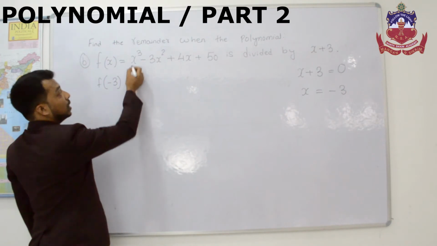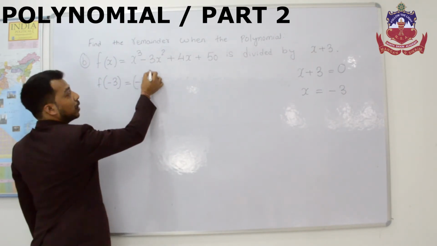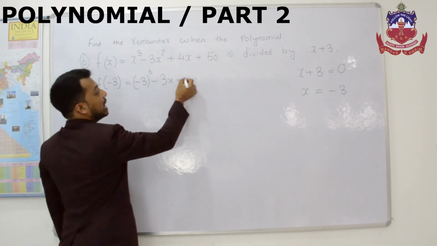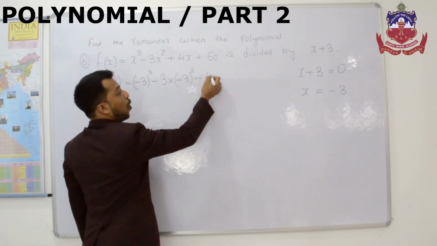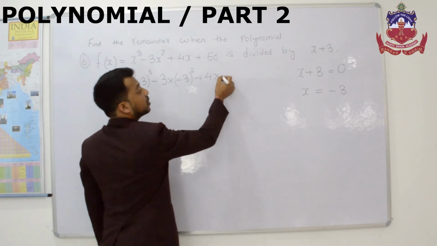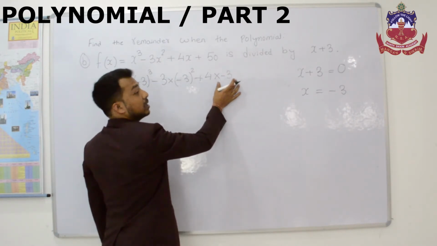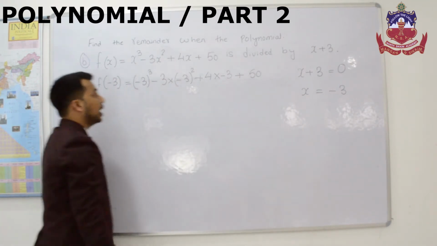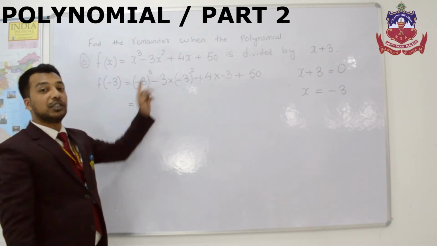f(-3) equals, instead of x, the value minus 3 whole cube, minus 3 into (minus 3) to the power 2, plus 4 into, instead of x, minus 3, which can be written in a bracket or this way, plus 50. In the next step, let's open the brackets by multiplying according to the power.